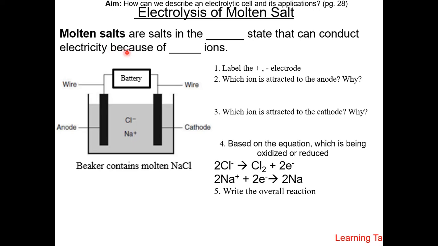The last scenario is electrolysis of molten salt. Molten salts are salts in the liquid state that can conduct electricity because of mobile ions. We're first going to label the electrodes. Anode is positive and cathode is negative in an electrolytic cell.